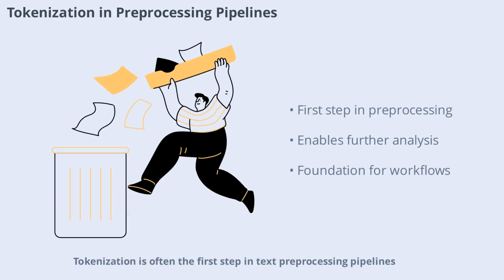Tokenization is often the first step in text preprocessing pipelines. After tokenizing, text may be further processed with steps like stemming, lemmatization, or stopword removal. Each step builds on the tokens created during tokenization, making it a critical foundation for any text analysis workflow.